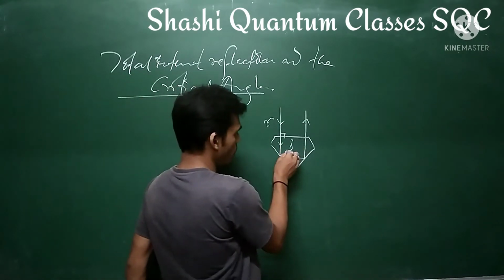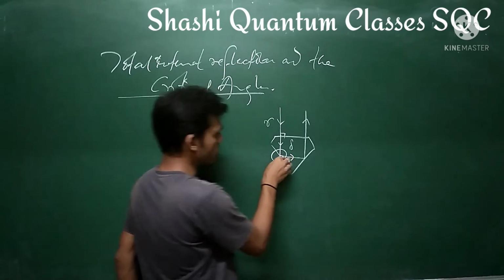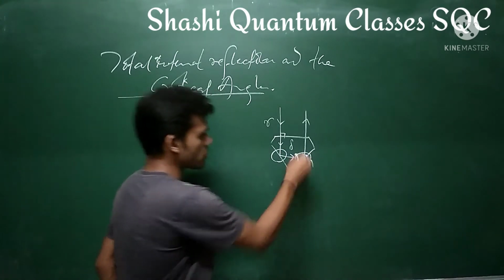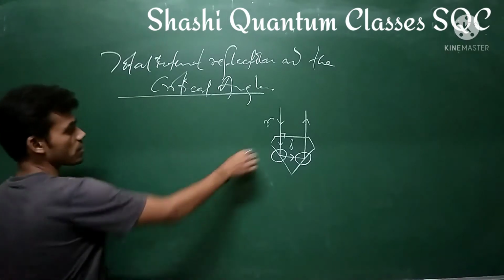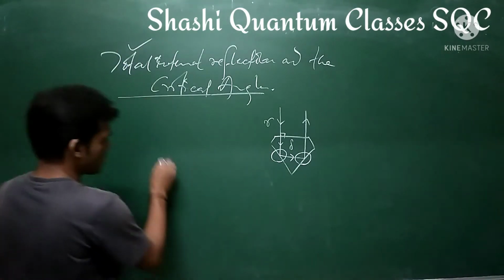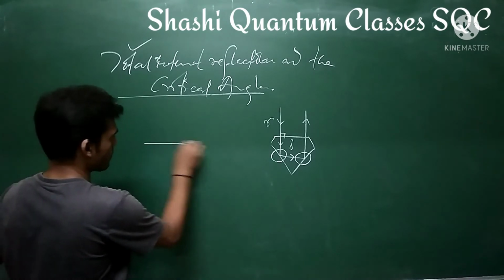Now what happens here? In this case what happens? यहाँ पर होता क्या है? This is called the total internal reflection. So in order to understand this, let us have an experiment.